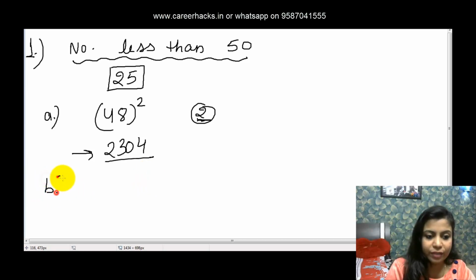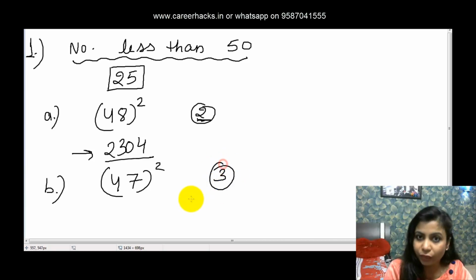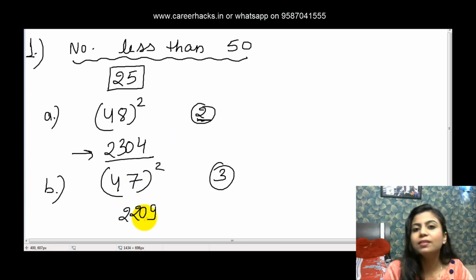Now let's take one more example. We have to find the square of 47. How much is it less than 50? It is 3 less than 50. So right here 3, and now we do the square of 3, which is 9, and we subtract this 3 from 25. That is 22. So this is the square of 47: 2209.